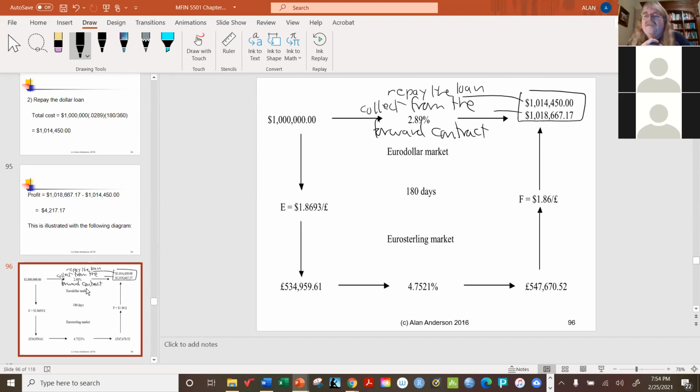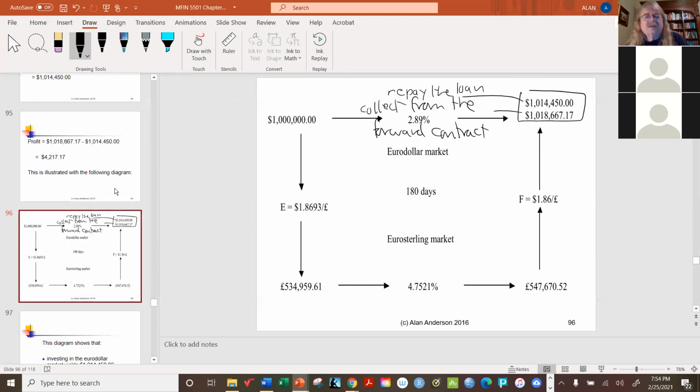Now, if F had been too low, we would just reverse all of these steps. Okay. And we'd still make money. Yes, so if F had been too low, we still could have made money, but we would have done it by going in the opposite direction.